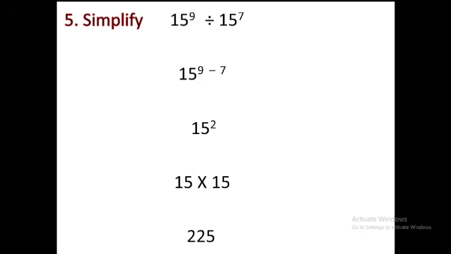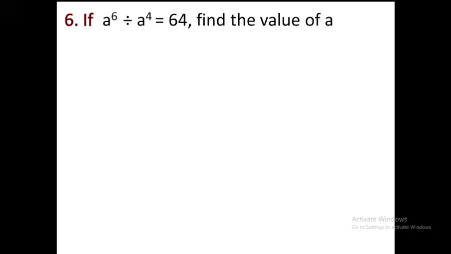Good. 225. I believe that is what you got. Nonetheless, if you couldn't get it, I believe you get it now. Good. Let's get to our 6th question. Our 6th question says that if a exponent 6 divided by a exponent 4 equals 64, here we are asked to find the value of a. Good. Let's simplify that.